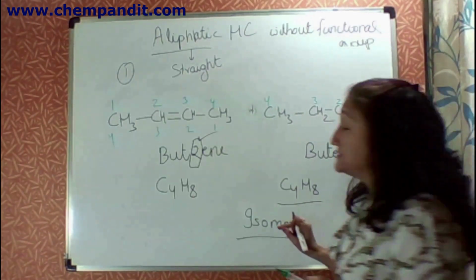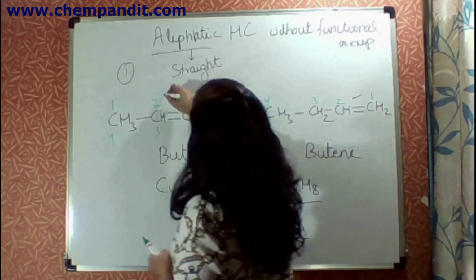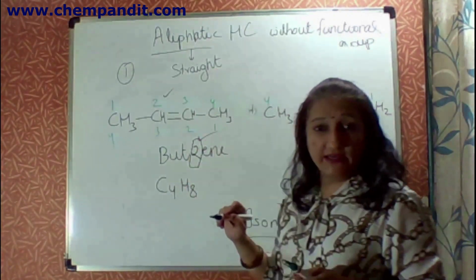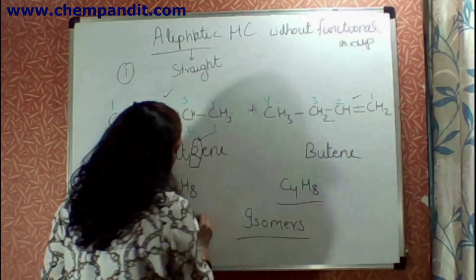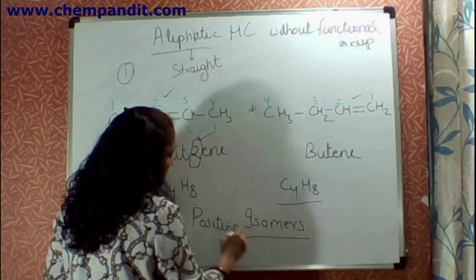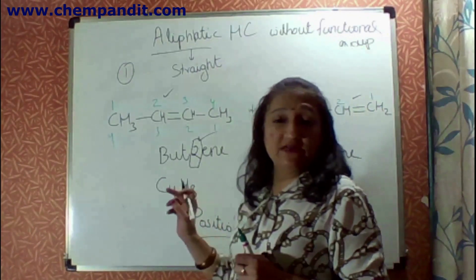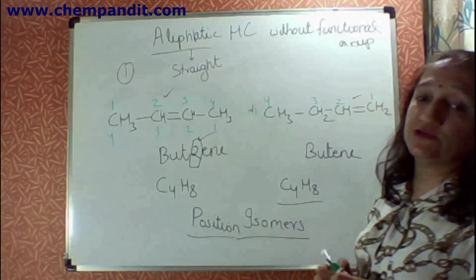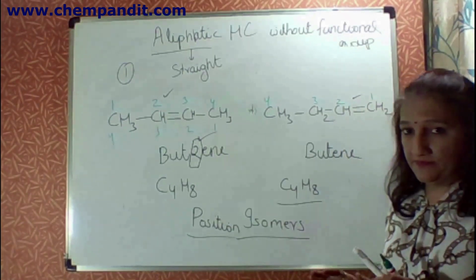And in this case, what is the difference between the two? Only the position of the double bond is different. Right? The position of the double bond is different. Therefore, these are known as position isomers. Clear? Are you all getting the point? So these isomers will be known as position isomers. Is it clear to everyone up till now?